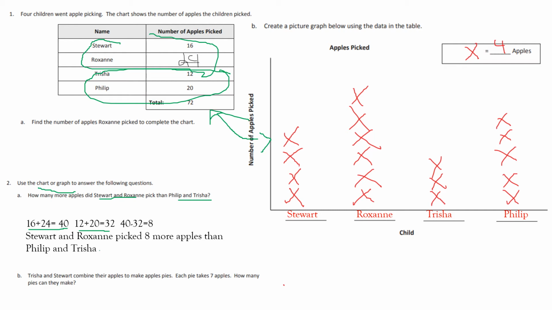So now what you're going to do is B: Tricia and Stuart combine their apples to make apple pies. Each pie takes 7 apples. How many pies can they make? So you're going to need to add up Tricia, I'll do this in another color so you can see it, and I'll highlight. So you're going to want to highlight or add up Tricia and Stuart, and then use some division.